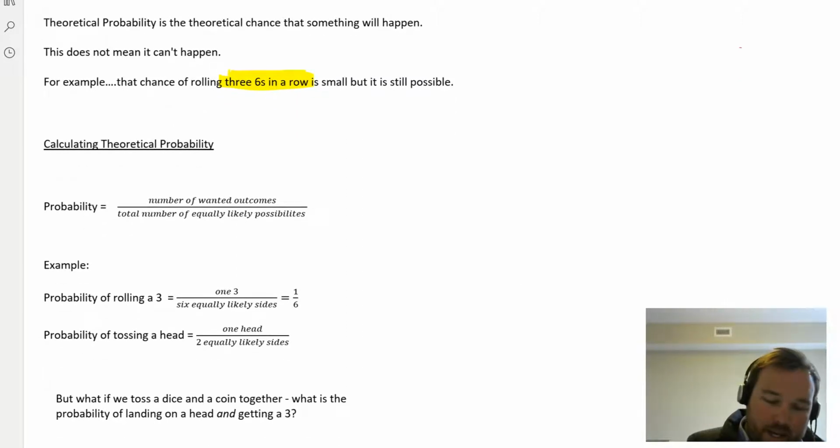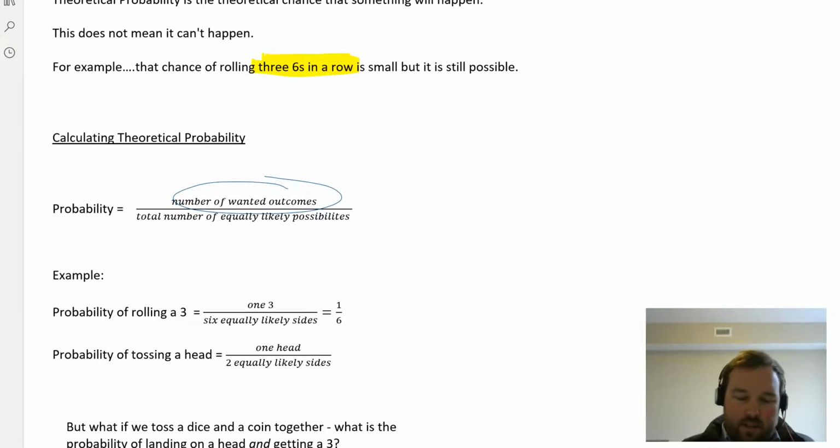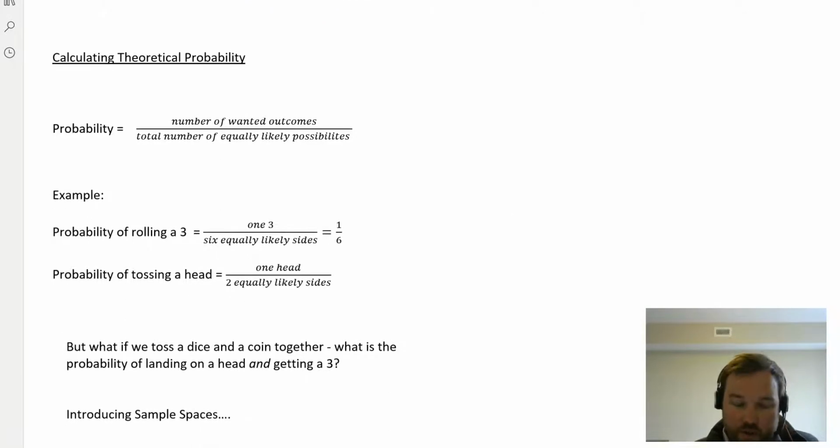And the way we calculate theoretical probability is the number of wanted outcomes divided by the total number of equally likely outcomes. So, for example, the probability of rolling a 3 on a dice, well, there's one 3 on a dice, so there is one wanted outcome, divided by the total number of equally possible outcomes. And the total number of faces on a dice is 6. So therefore the probability of rolling a 3 is 1 in 6. Probability of tossing a head on a coin, well, there's one head out of 2 sides. Therefore it's a 1/2 chance. You could also express that as 0.5.